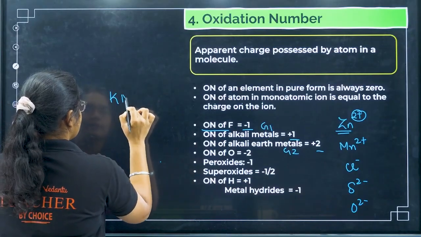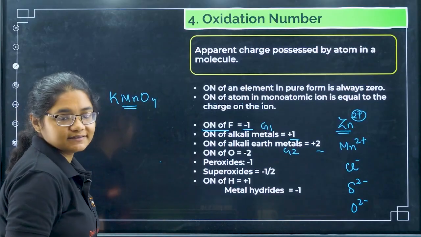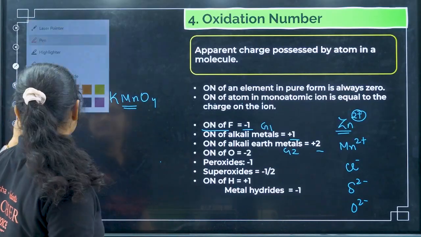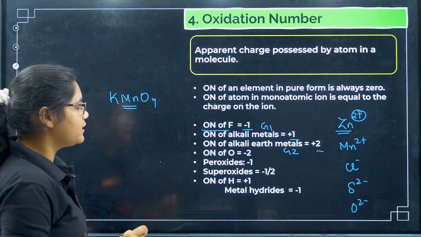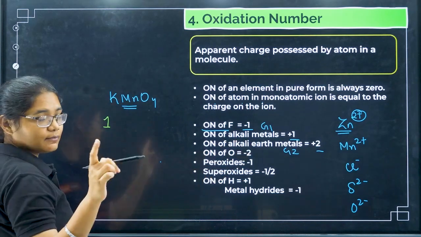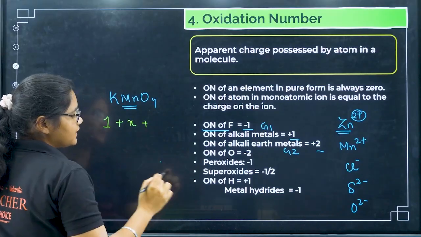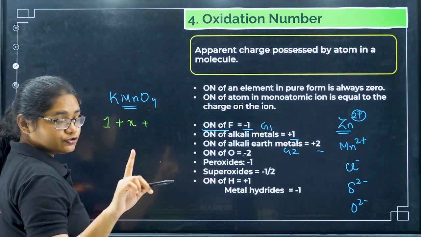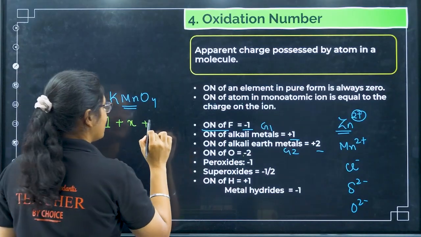For example, KMnO4. Calculate the oxidation number of manganese. How will you do? See, K, potassium, is a group 1 element. For group 1 element the oxidation number is +1. Next, manganese I want to calculate. Let it be X, unknown value. Oxygen, in general, is -2. For each oxygen, there are 4 oxygen here, so 4 into -2.